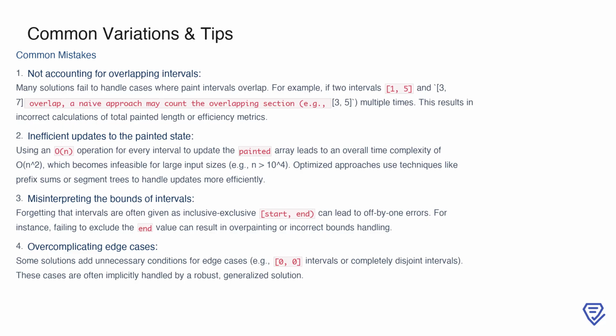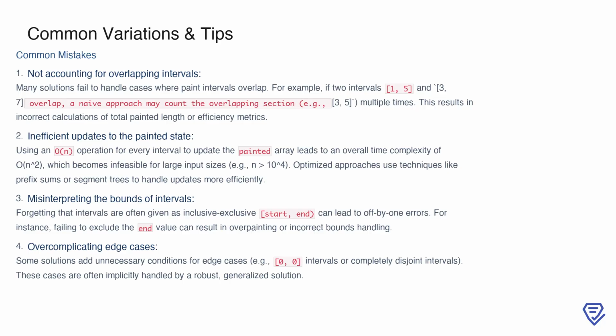When solving this problem, there are several common mistakes to watch out for. One of the most frequent errors is failing to account for overlapping intervals. For example, if you have two intervals like [1, 5] and [3, 7], the section where they overlap, [3, 5], might get counted more than once in a naive implementation. This leads to incorrect calculations of the total painted area.